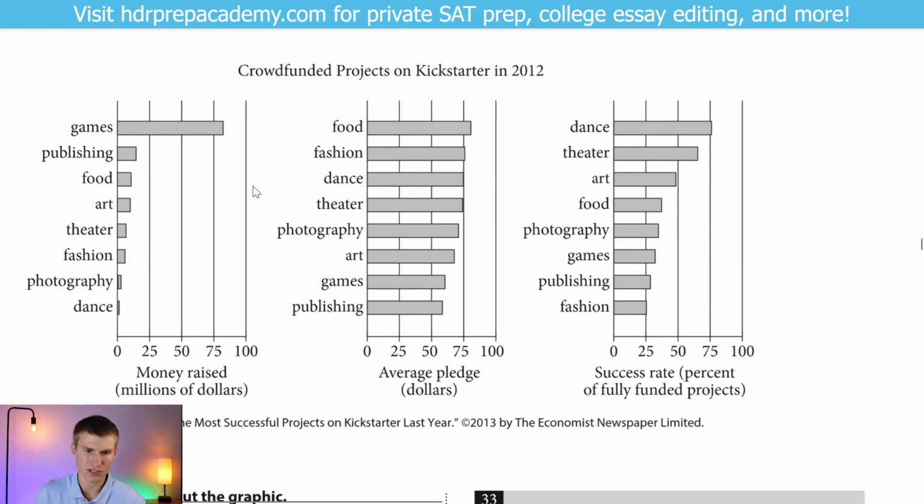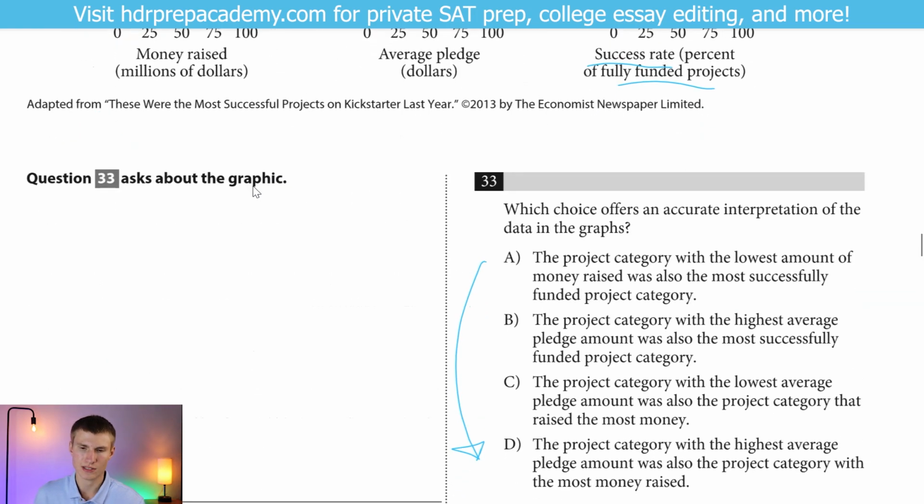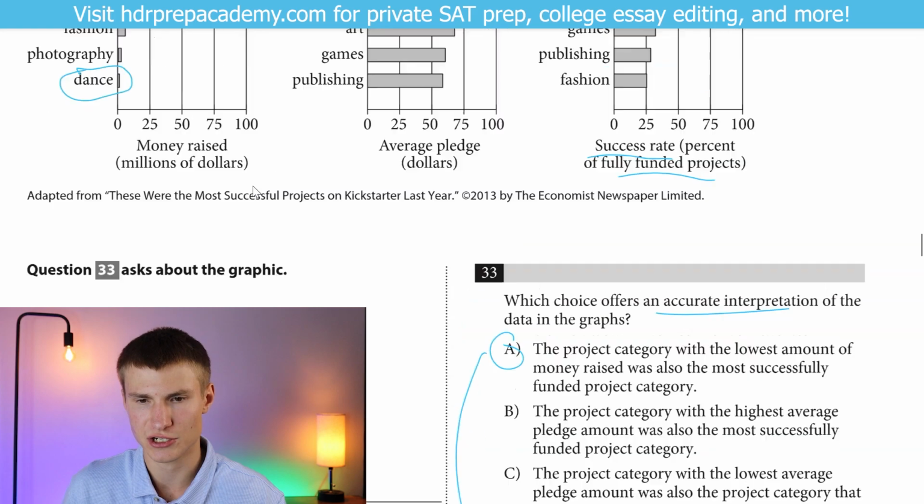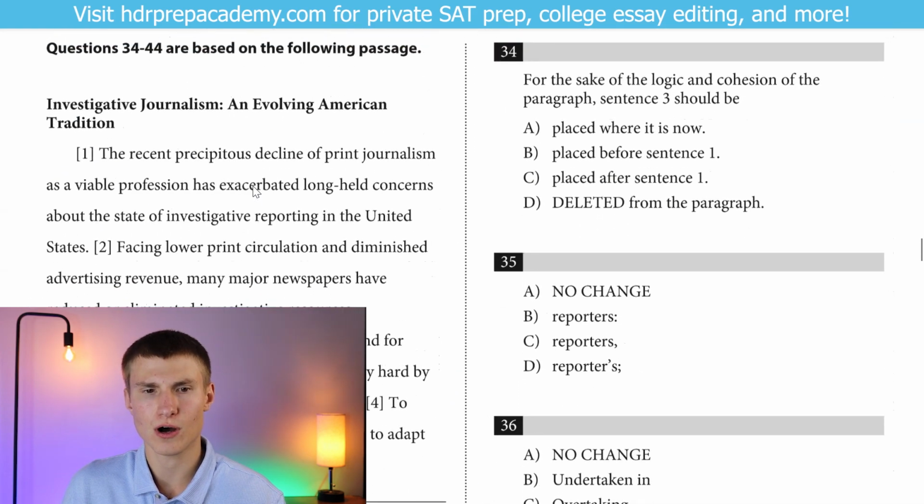We'll go to money raised. Lowest amount is going to be dance. Is that the most successfully funded? That's going to be based on success rate. We have percentage of fully funded projects. Highest there is dance. We see A will be true there. Okay, so that's the true statement. That's an accurate interpretation.